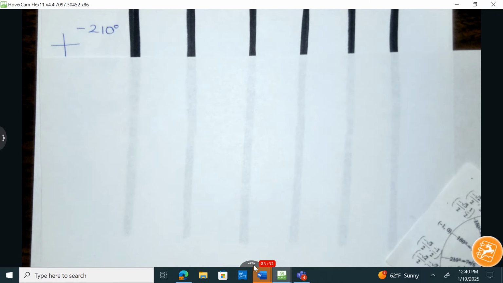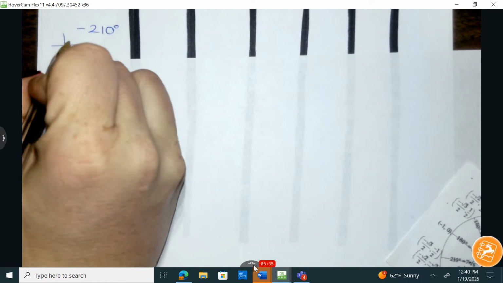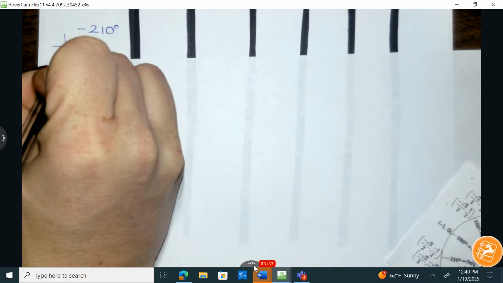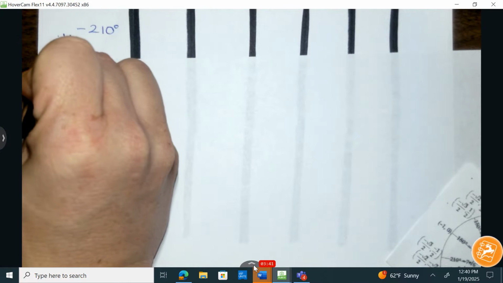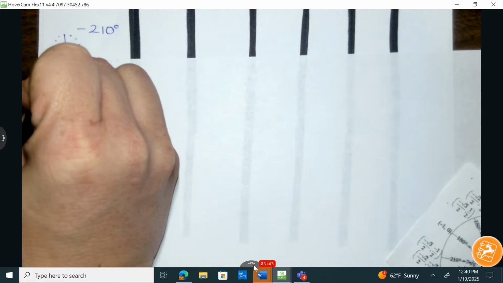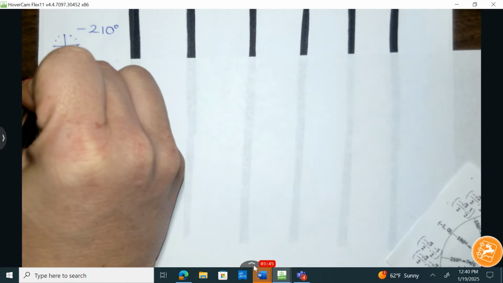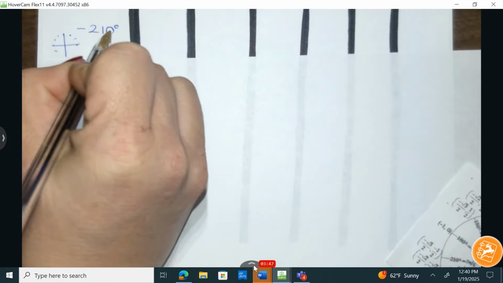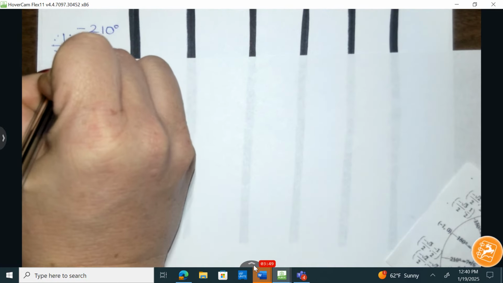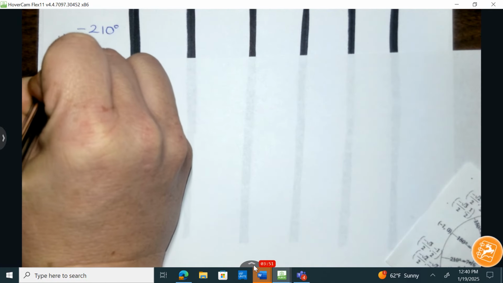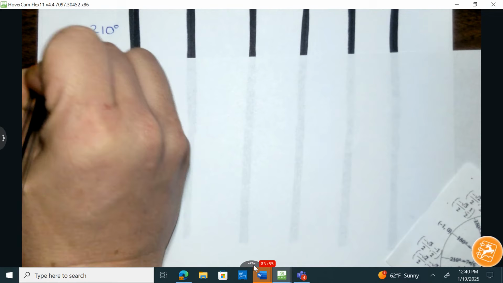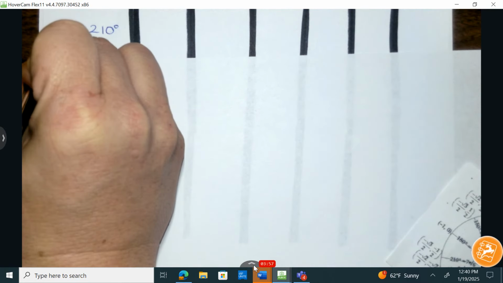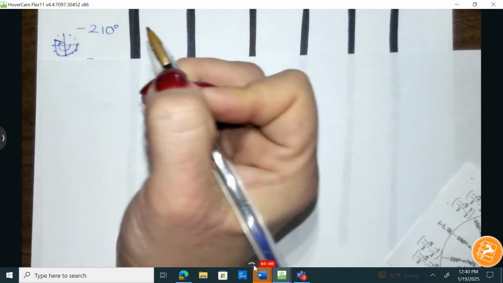Okay, where is negative 210? Well, positive 210 would be 30, 60, 90, 120, 150, 180, and 210. So here's where positive 210 would be, but it's a negative 210, so I'm going to reverse it. Going the other way, negative 30, 60, 90, 120, 150, 180, and 210 would land right here in quadrant number 2.